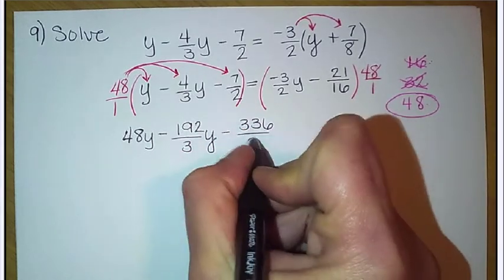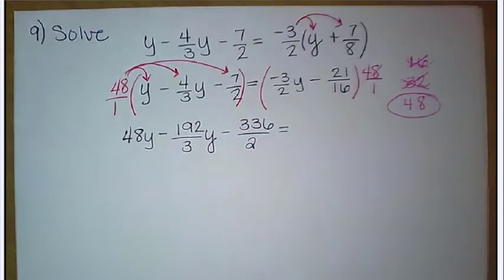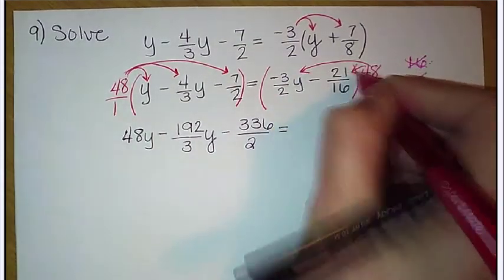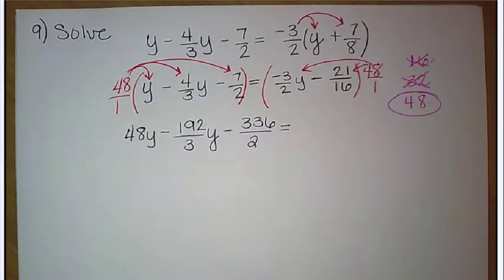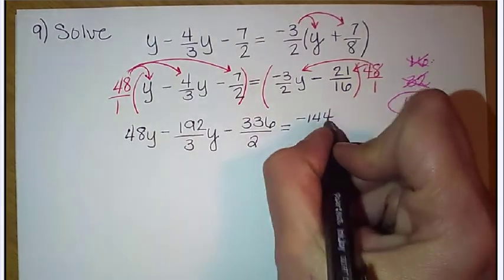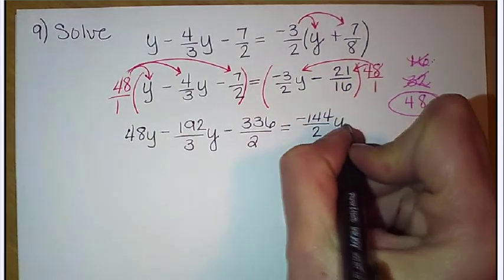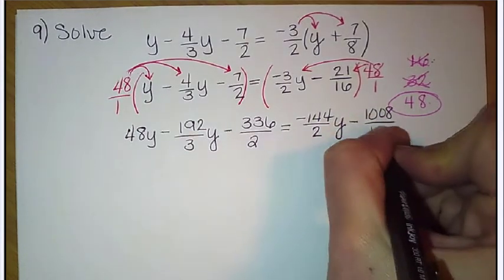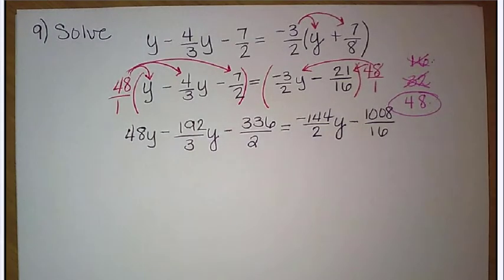336 over 2 equals, and we're going to do the same thing over here on the right hand side, distributing that 48. And we've got some pretty big multiplication here, but again, you can use your calculator to do that multiplication if you need to. So this is negative 144 over 2y, and then negative 1008 over 16. And yes, I had to use my calculator to multiply 21 times 48. Okay? So now if we've done our job correctly, every one of these is going to divide out to a nice pretty whole number, and we can work with those instead of working with the fractions.